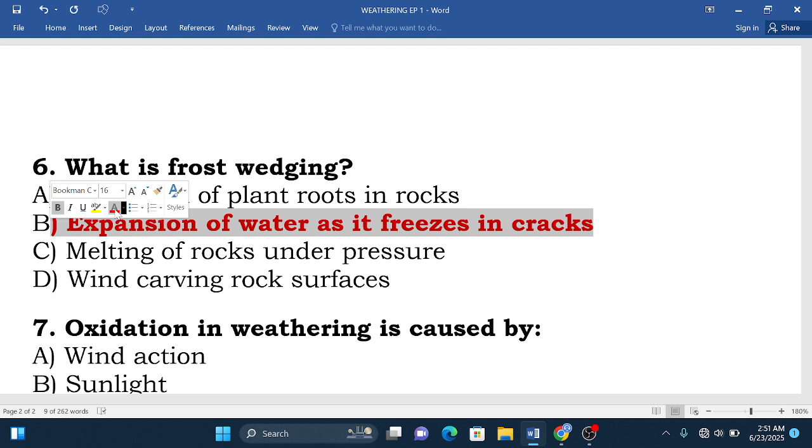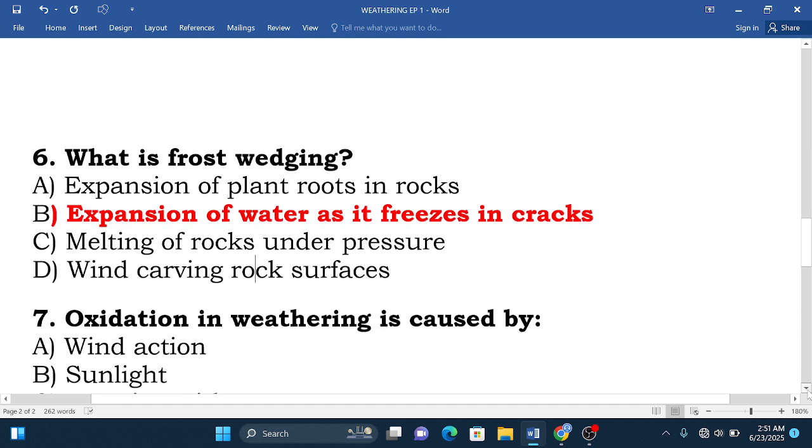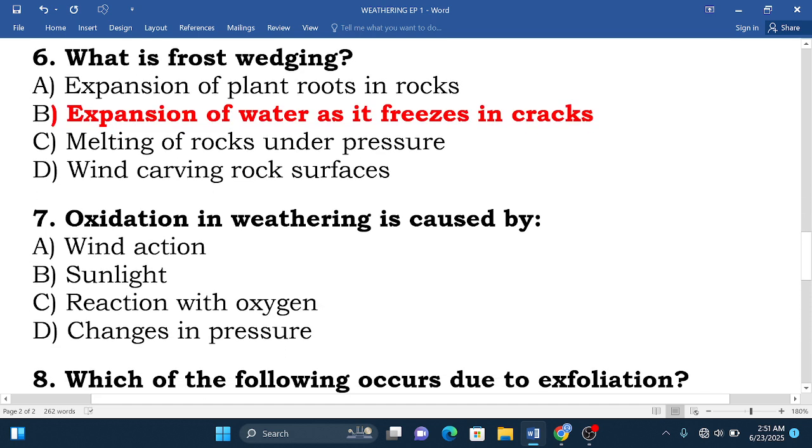We go to question number 7. Oxidation weathering is caused by A. Wind action, B. Sunlight, C. Reaction with oxygen, D. Change in pressure. So the correct answer is C, where oxidation occurs due to the reaction of minerals with oxygen.